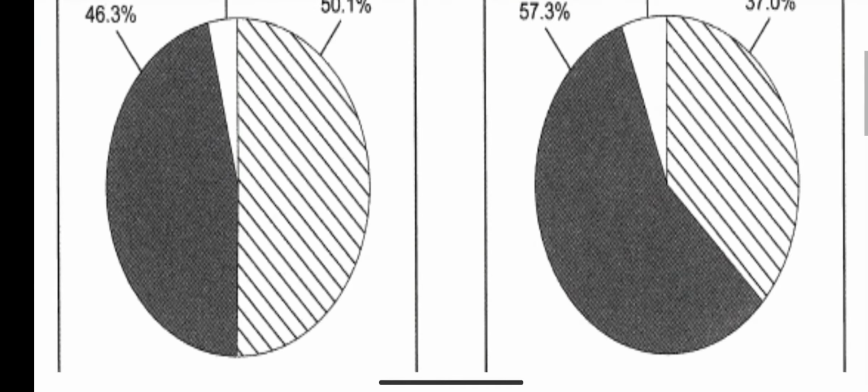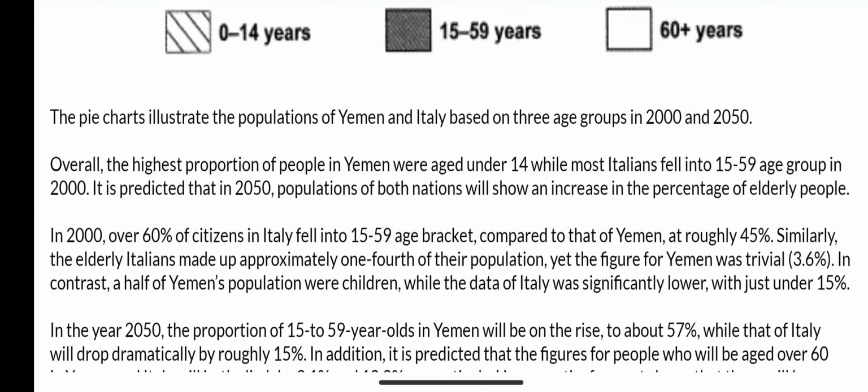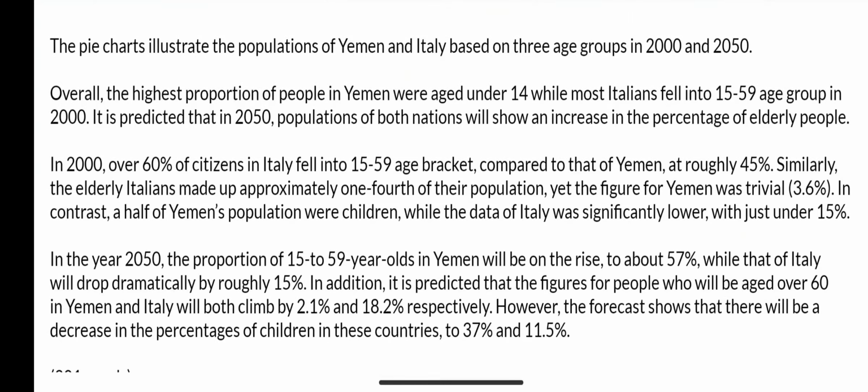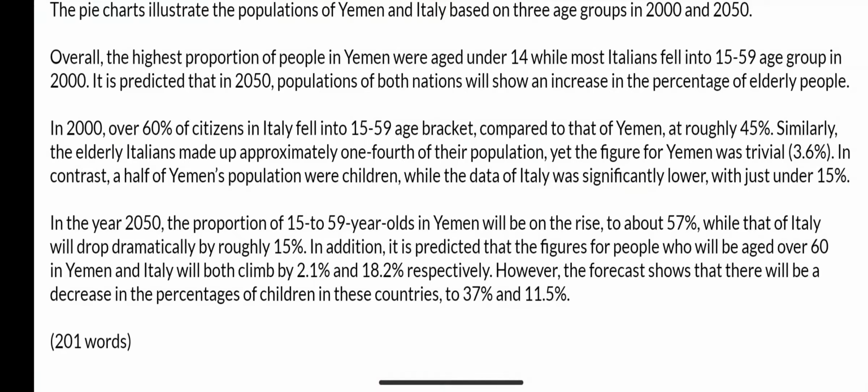Here is the chart. The pie charts illustrate the populations of Yemen and Italy based on three age groups in 2000 and 2050. Overall, the highest proportion of people in Yemen were aged under 14, while most Italians fell into the 15 to 59 age group in 2000. It is predicted that in 2050, the populations of both nations will show an increase in the percentage of elderly people.